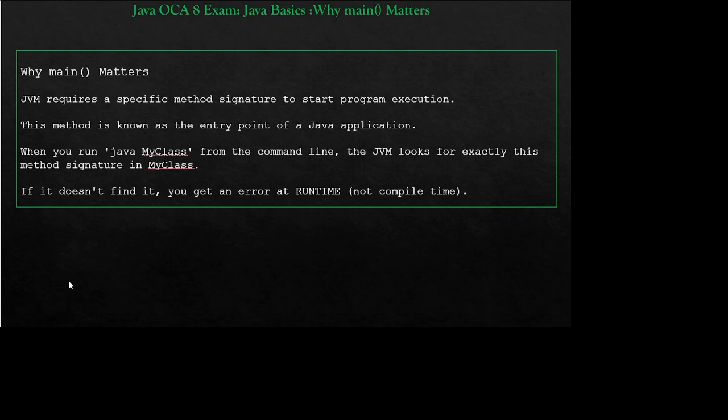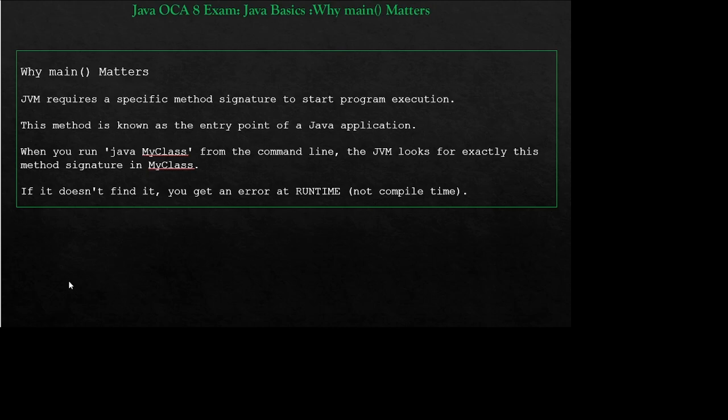A class without main will compile perfectly. If you don't have main, it's not a problem for compiling, but it will not run. The compiler really doesn't care about main. Again, like we discussed earlier, the standard signature is public static void main. We have discussed everything in detail in the last slide. Go to the next slide.